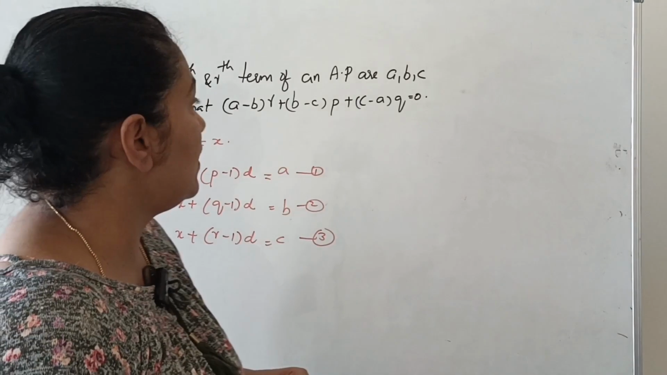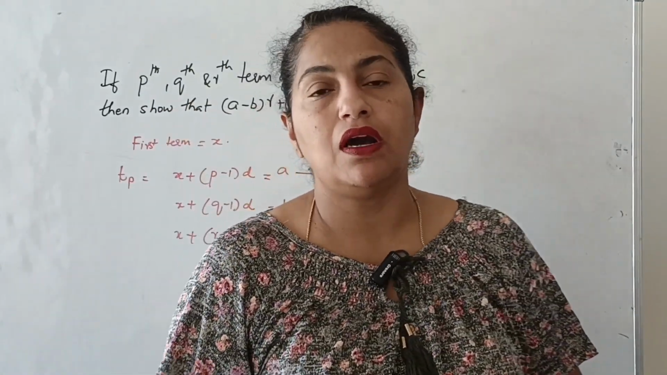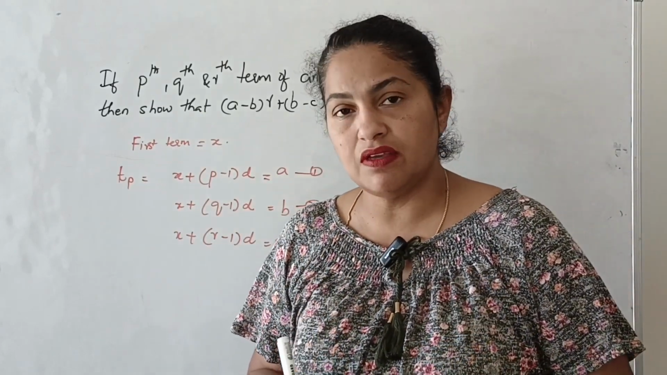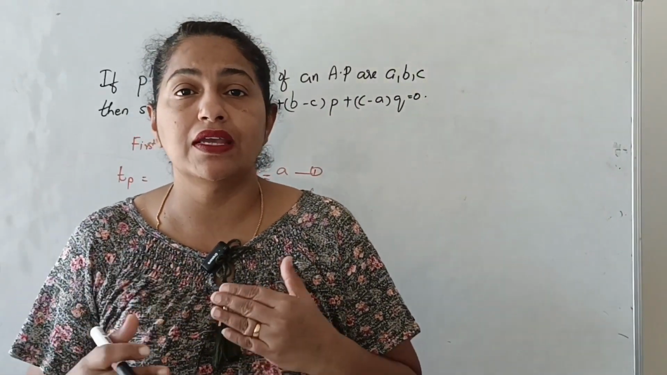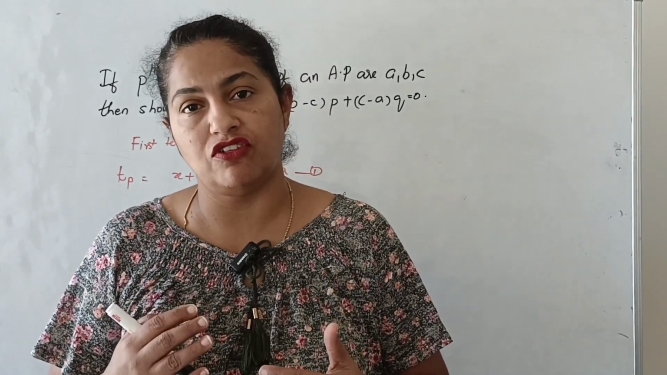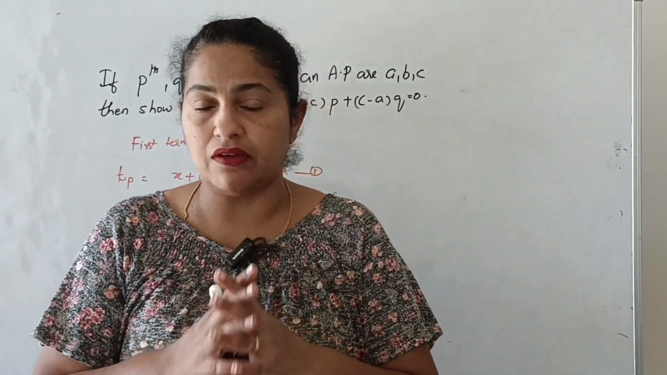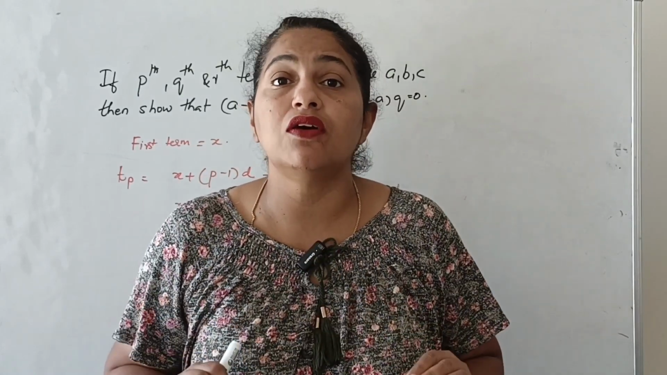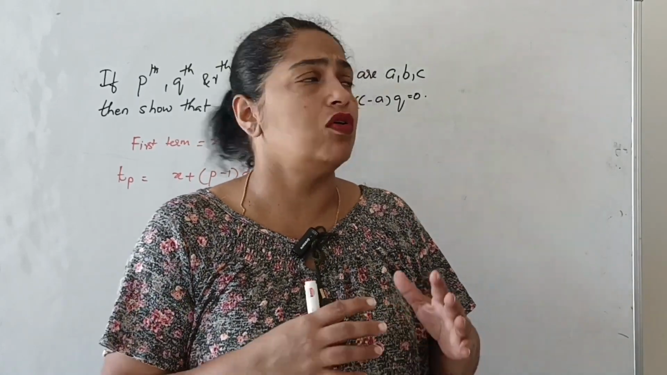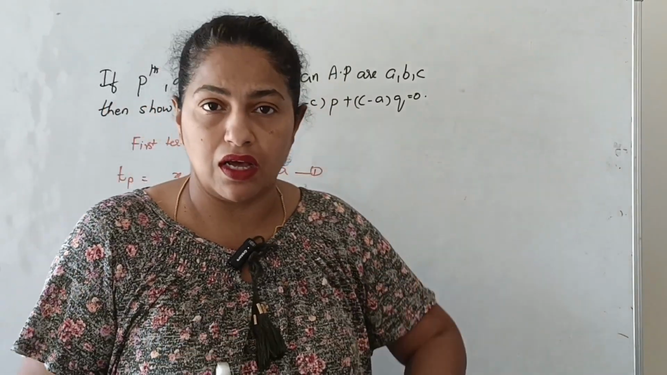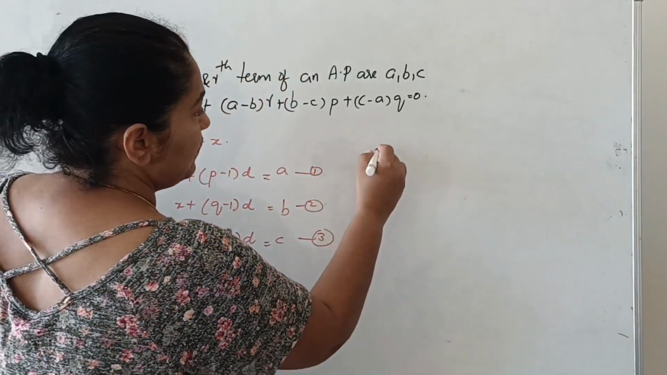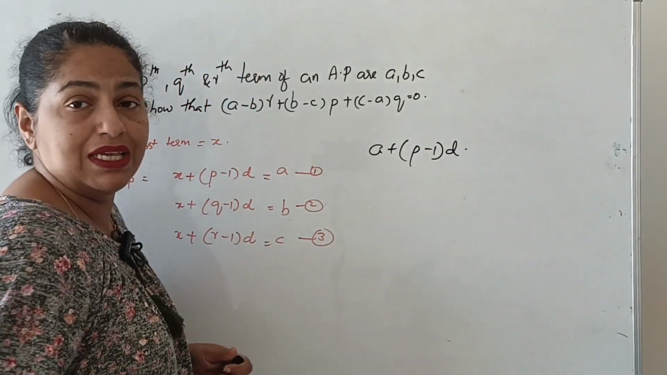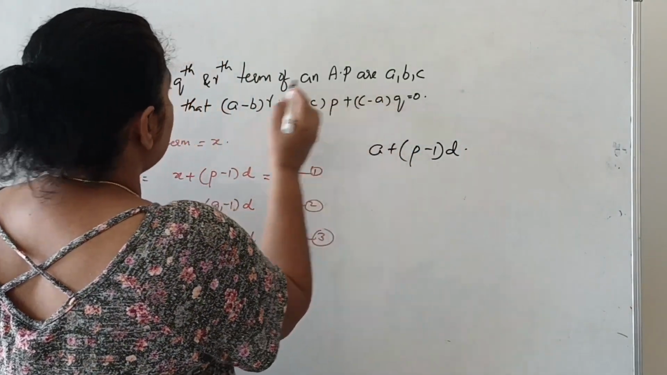If the pth, qth and rth term of an AP are A, B, C, we need to show this. Now this is given as a HOTS sum, or a higher order thinking skill sum, in R.D. Sharma. Now let us see how we can figure this out. The first thing that I did when writing down the formula for the nth term: the pth term is given by A plus P minus 1 into D, correct? But it is given to be A.